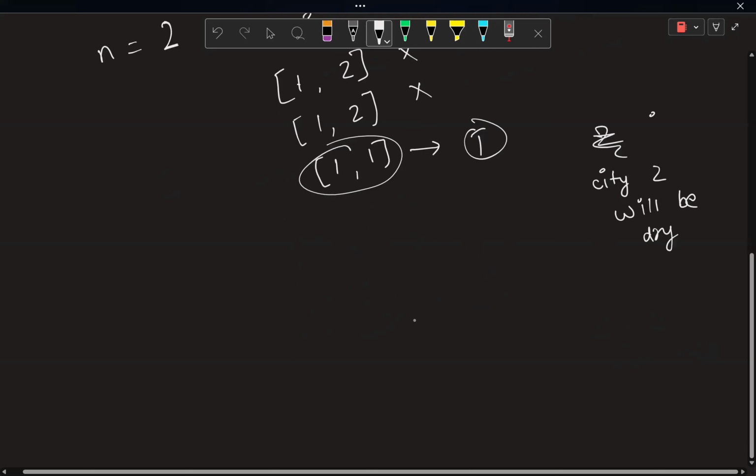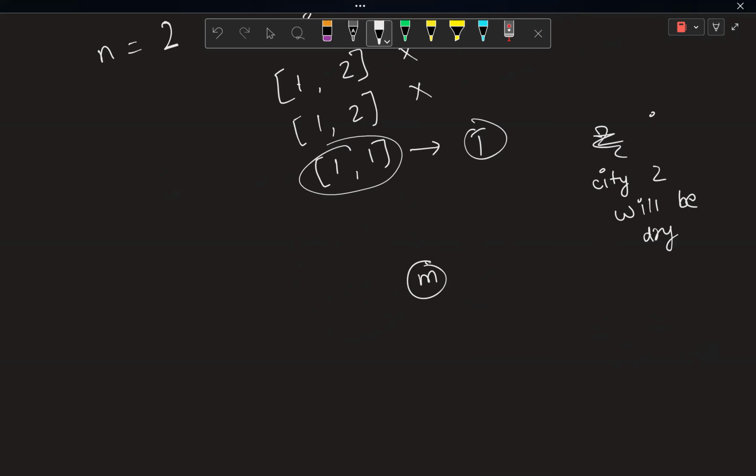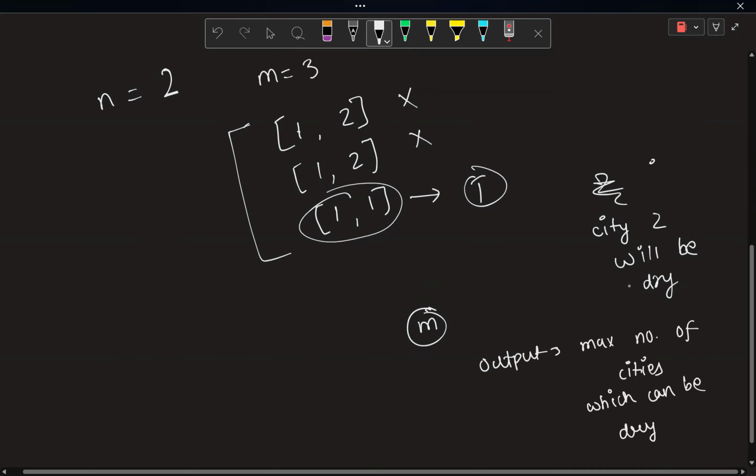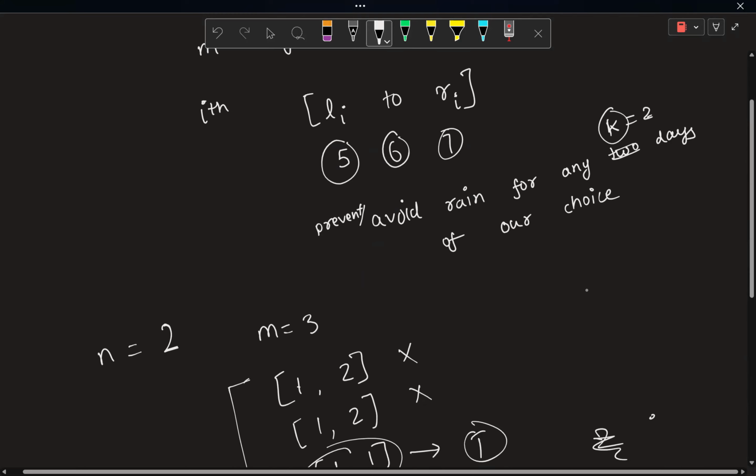Here in the problem, we have been told that if there is any city on which no rain happens for all the m days, then it is considered dry, and we have to output the max number of cities which can be dry. Our motive is to find the maximum number of cities which we can have dry if we choose these 2 days optimally.